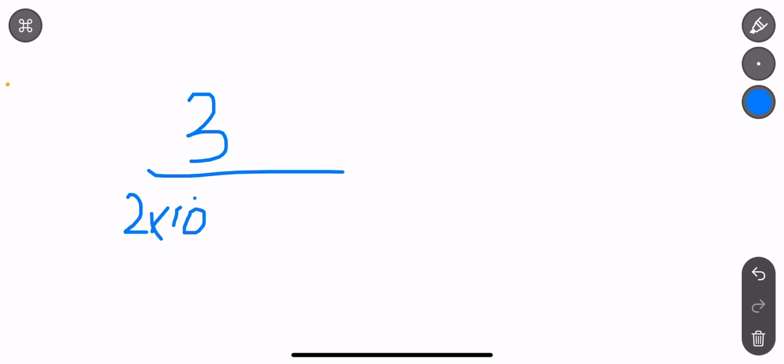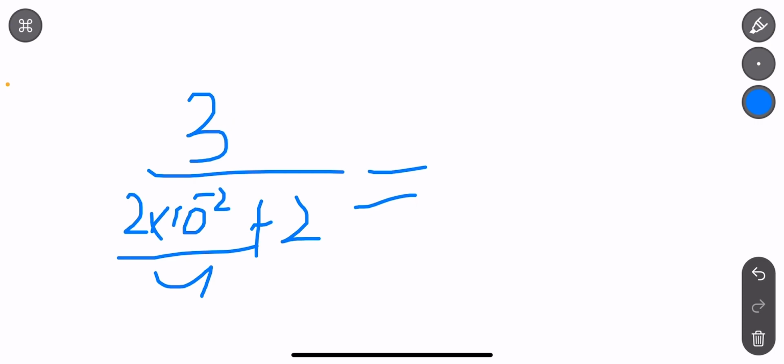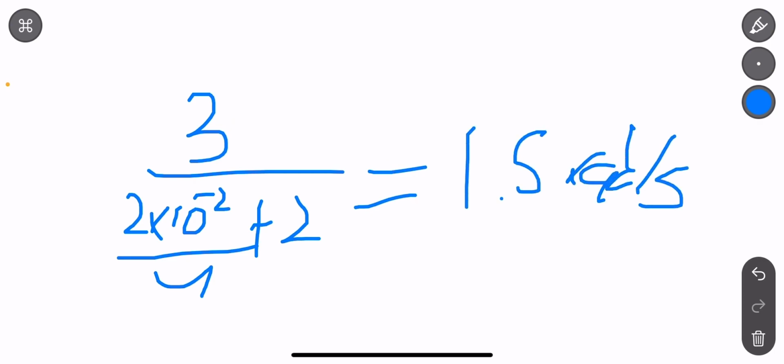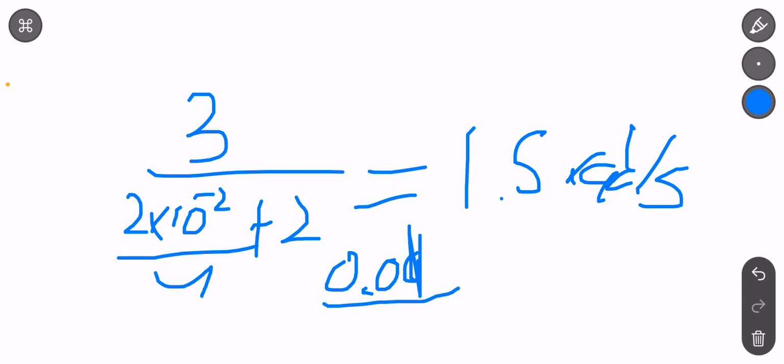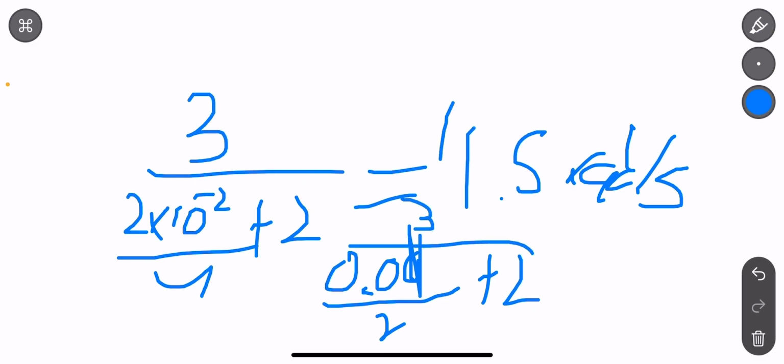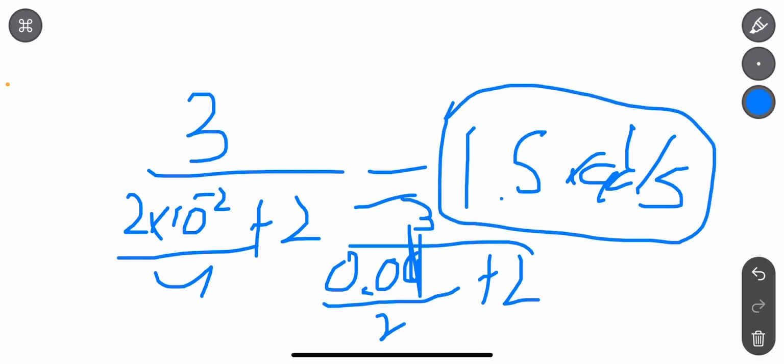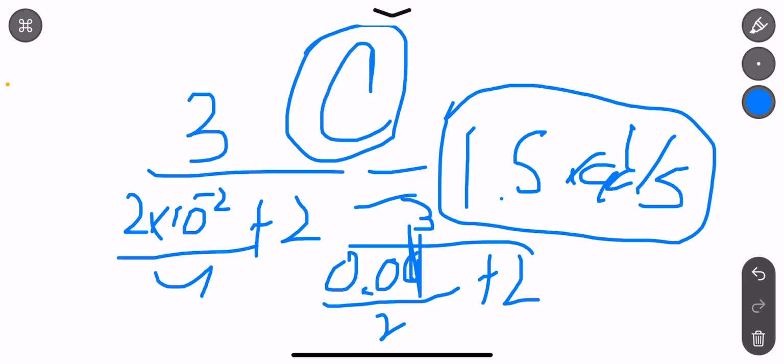2 times 10 to the negative 2 over 4, plus 2, like this, and then this is going to equal 1.5 rad per second after you do your algebra. For example, the 2 times 10 to the negative 2 over 4 is really just 0.01, then you add the 2, and you're over the 3, and that's going to give you this answer. So the answer is C. Thank you.